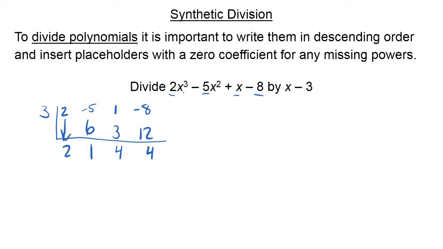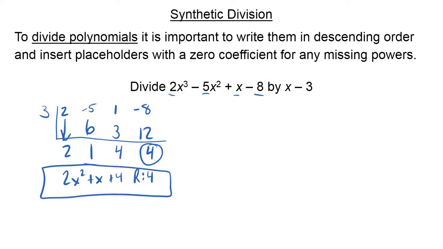Now let's see what we just did. We started with a cube. We divided an x out. So all of these are 1 less power than we started with. So I get 2x squared plus x plus 4, and this is my remainder, and I had 4 left over.